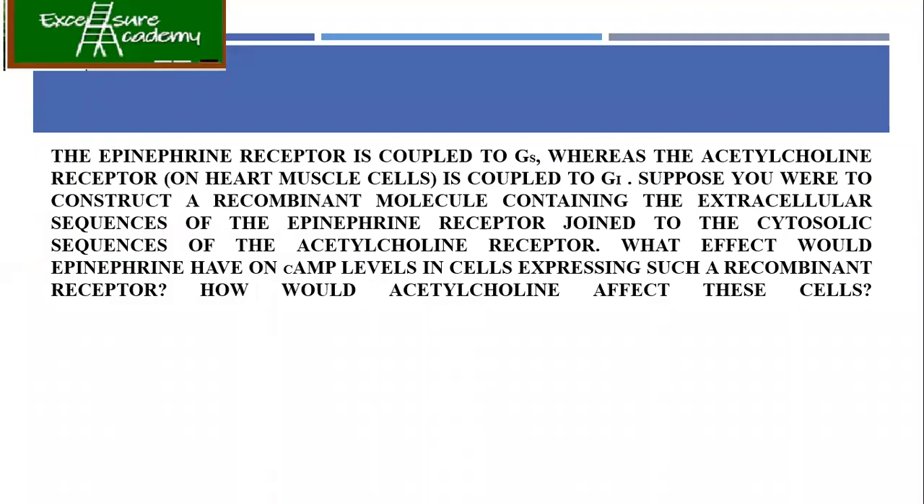So the question is, the epinephrine receptor is coupled to GS. So this is something which we have studied in the previous lectures. I have mentioned that epinephrine receptor is coupled to GS, right? So it is going to stimulate the G protein, right? And whereas the acetylcholine receptor is coupled to GI. So S stands for stimulation, I stands for inhibition.